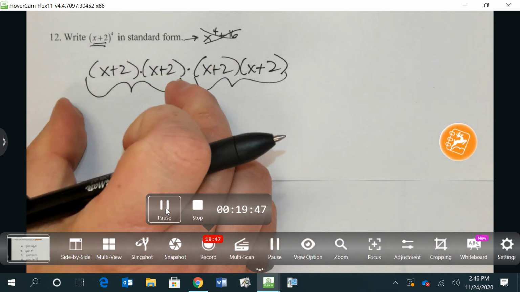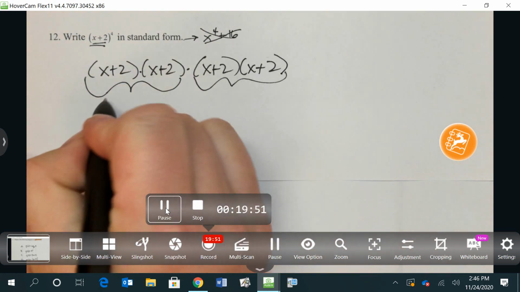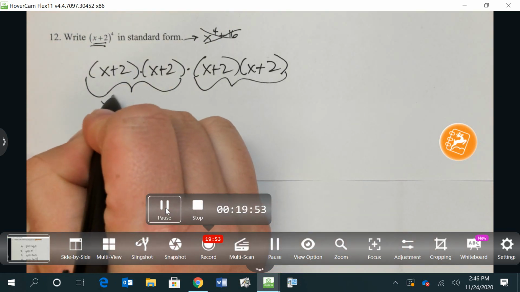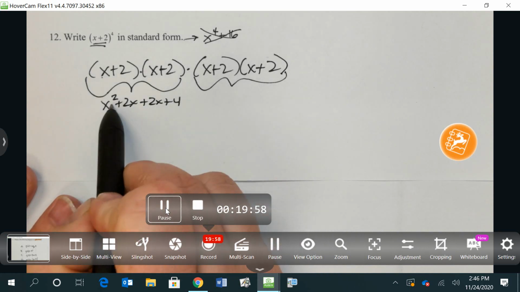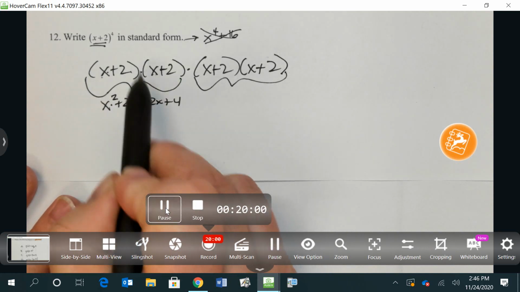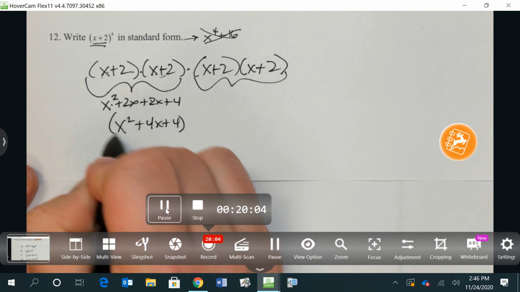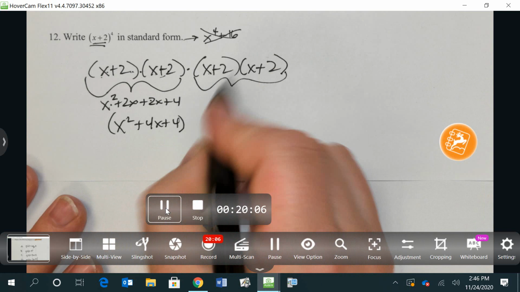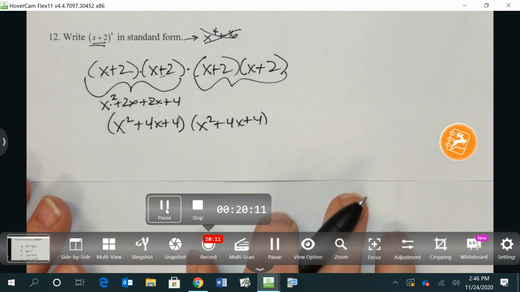And I'm still multiplying each one of these. So I'm going to figure out what this is, and then I'm just going to write it again over here, because this is equivalent to this. Here we go. So I'm going to FOIL. Front, outside, inside, last. Front, outside, inside, last. So x squared plus 4x plus 4. That's what I get from these two, and since these are the same, I know this will also be x squared plus 4x plus 4.